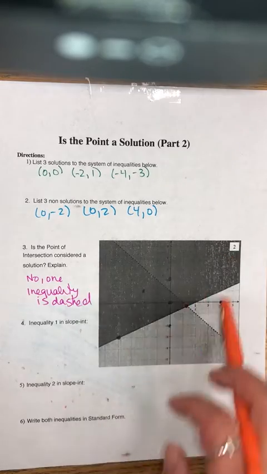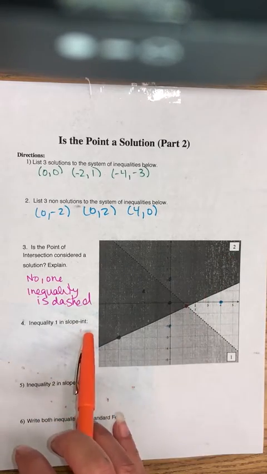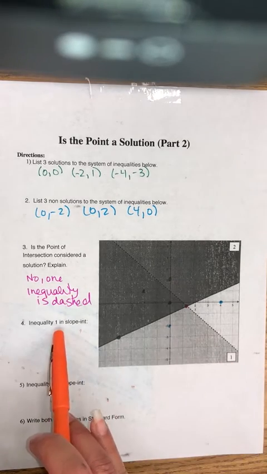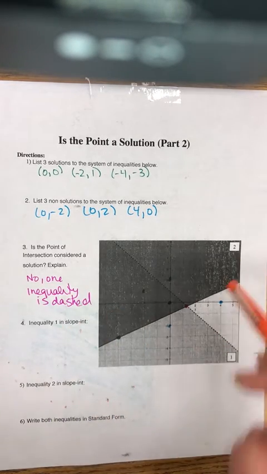It says, use this and give me the inequalities in slope-intercept form, and I kind of already labeled for you. So the dashed one is inequality 1. That's the one we'll do first, inequality 1. And then the solid one will be inequality 2.